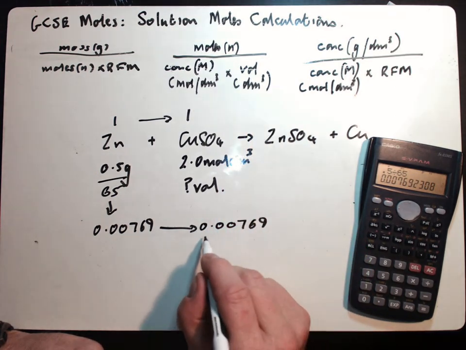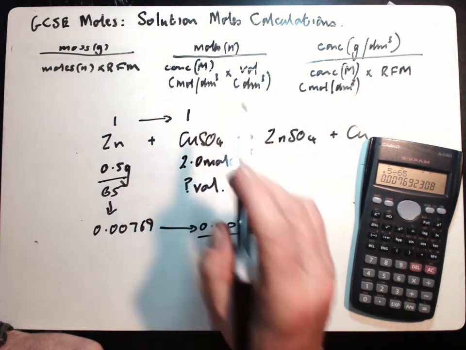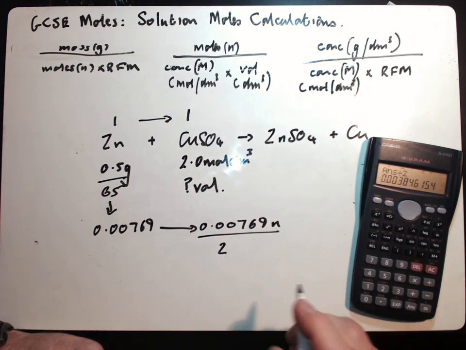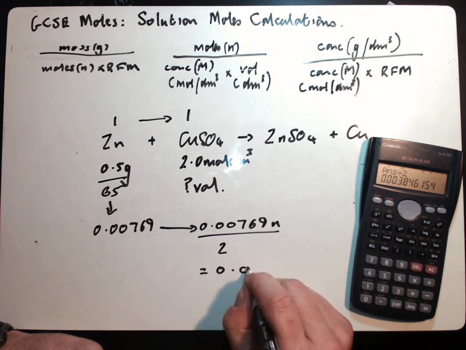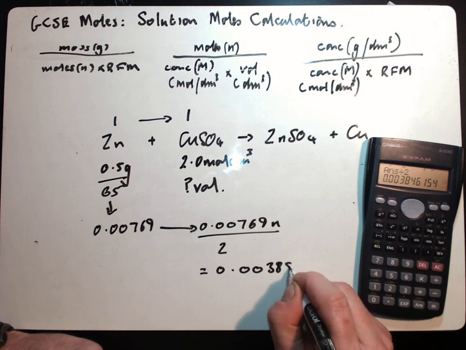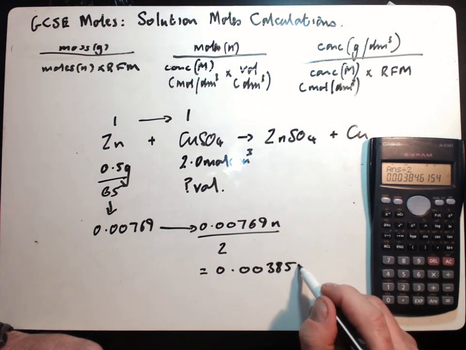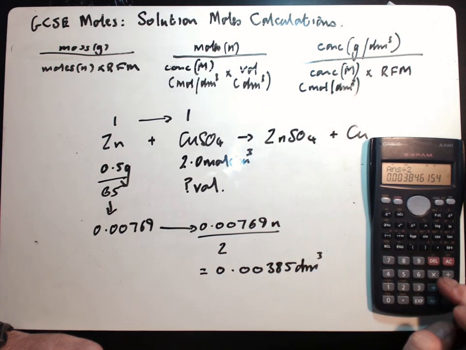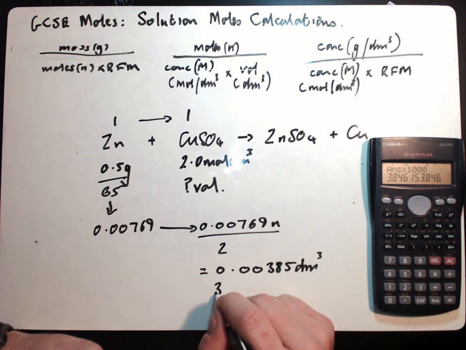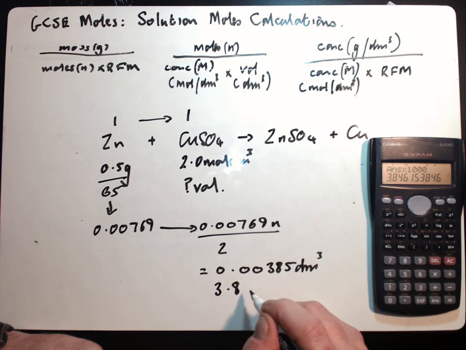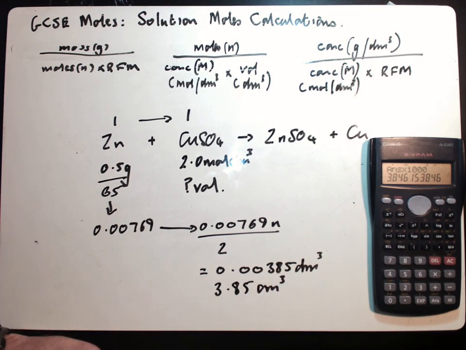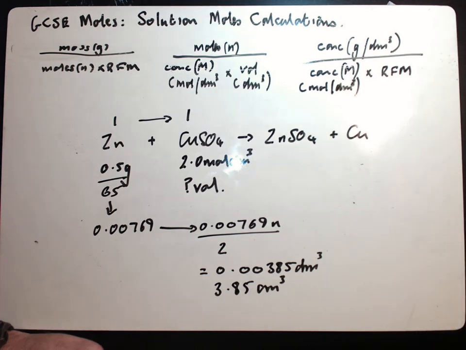Volume equals moles, which I just got, divided by the concentration. The concentration given to me in the question, that is 2, gives me 0.00385. And remember, our volume always comes out as decimeter cubed, so if the examiner did ask us to turn it into centimeters cubed, which they may well do, it becomes multiplied by 1,000. Becomes that.